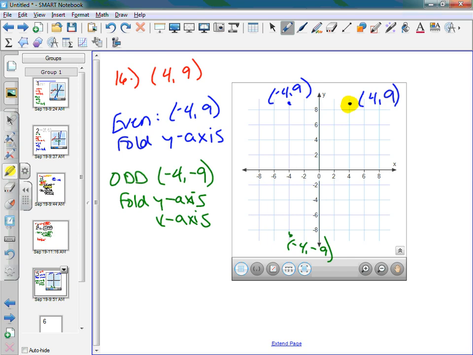I want you to consider that to be a paint blotch. Okay? When I fold it directly down vertically over the y-axis and I fold it over, where's that paint blotch going to end up at? It's going to leave a mark at -4, 9, right? That's what it means to be even. You fold it over the y-axis. To be odd, you fold it over the y-axis, then you fold it over the x-axis. So now the paint blotch, I fold it over, ended here, and now it's going to come down here. Does that make sense? Yeah.